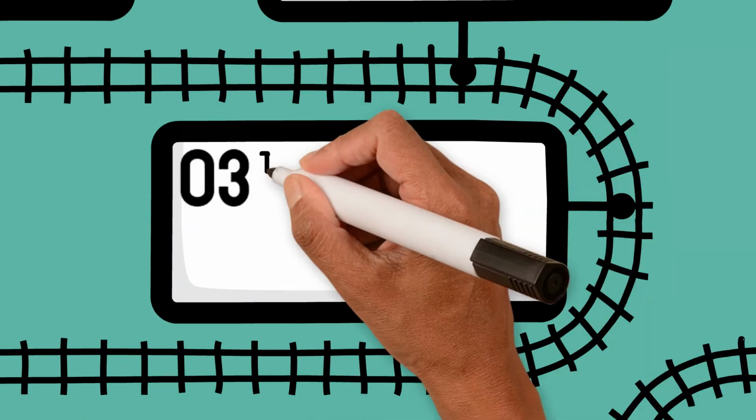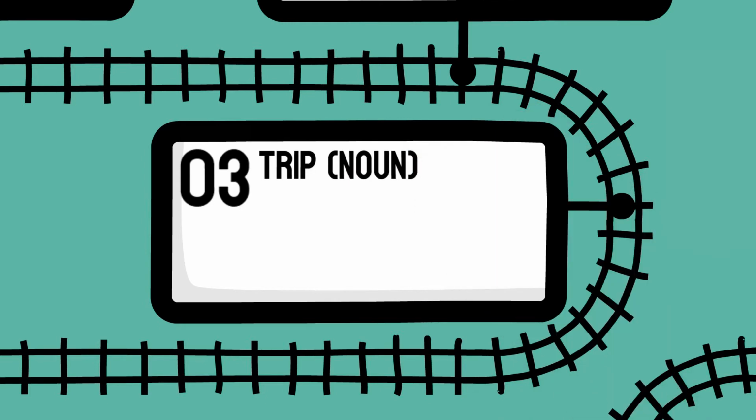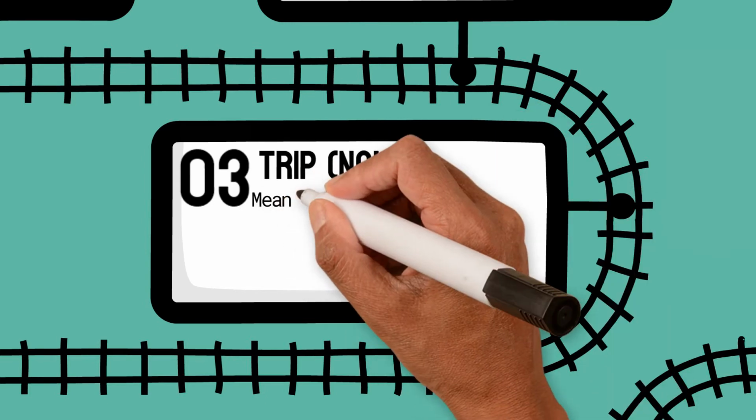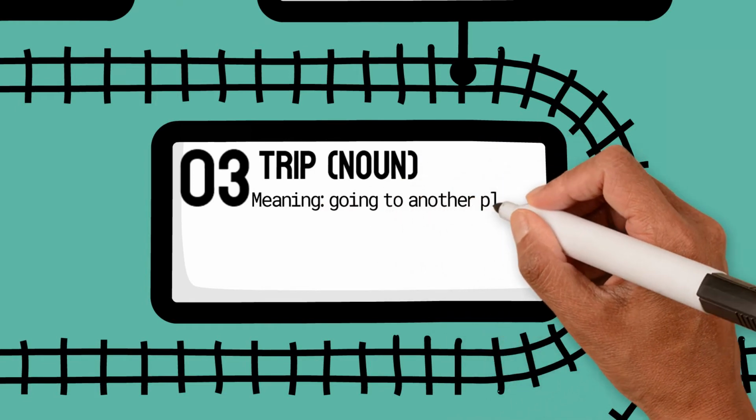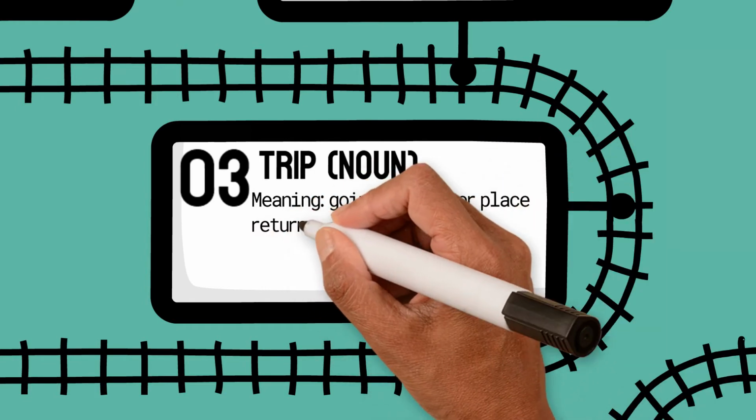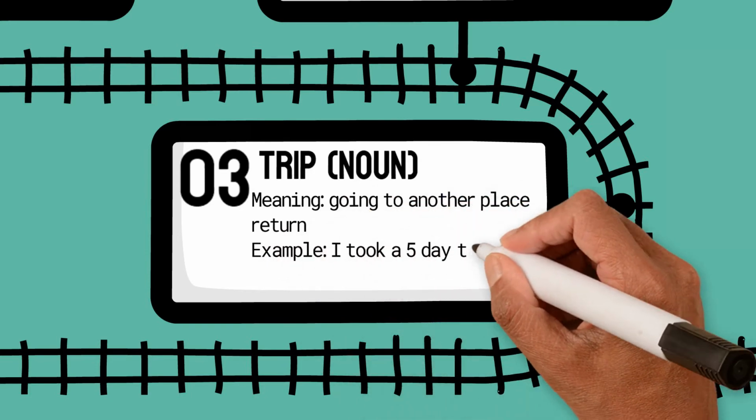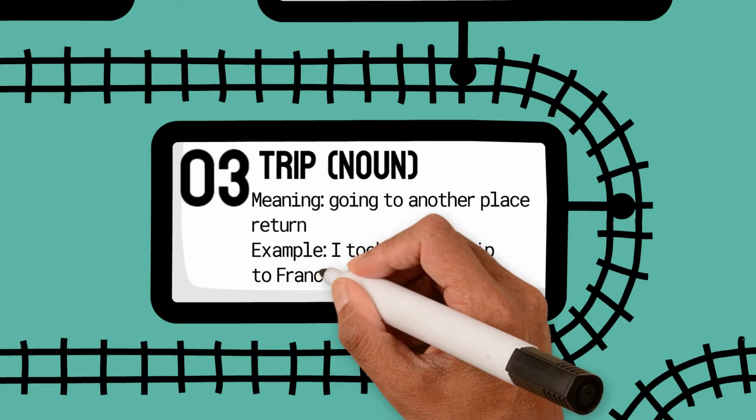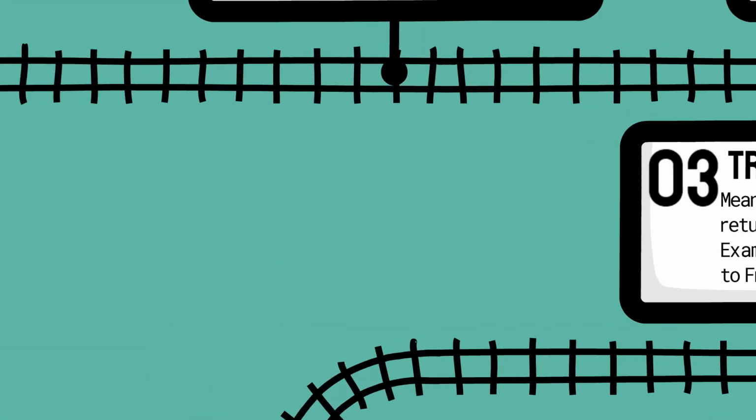Coming to the third stop on our trip, and it is trip as a noun. With the meaning of travel, it's only used as a noun, but the meaning is going to another place and returning. So for example, I took a 5-day trip to France. So this means I went to France for 5 days and I came back.